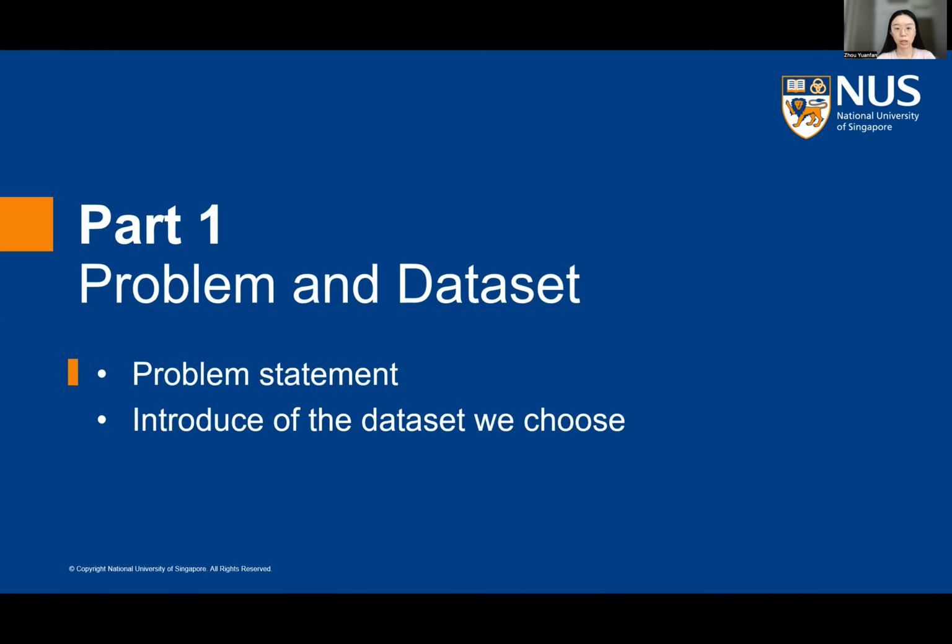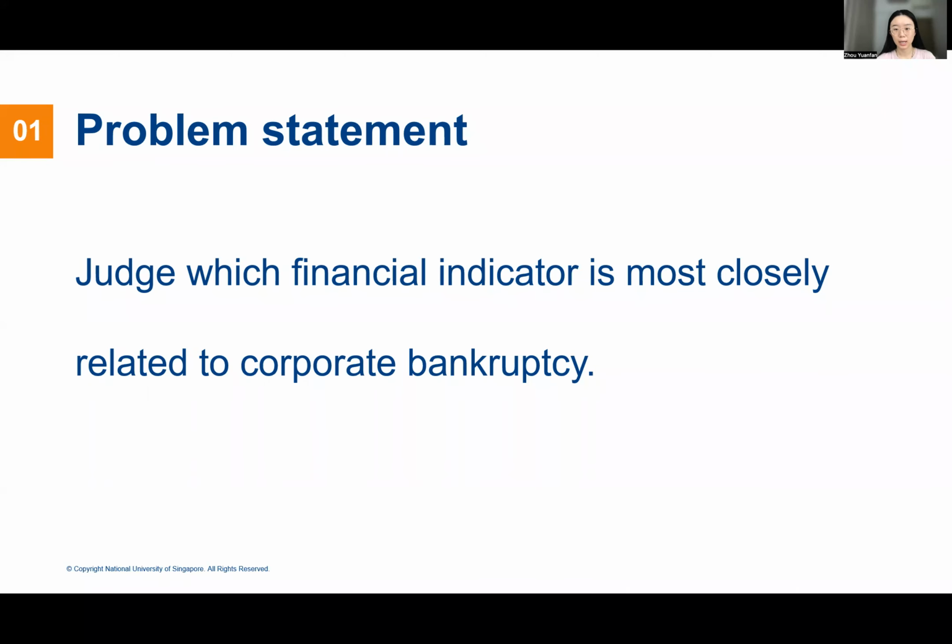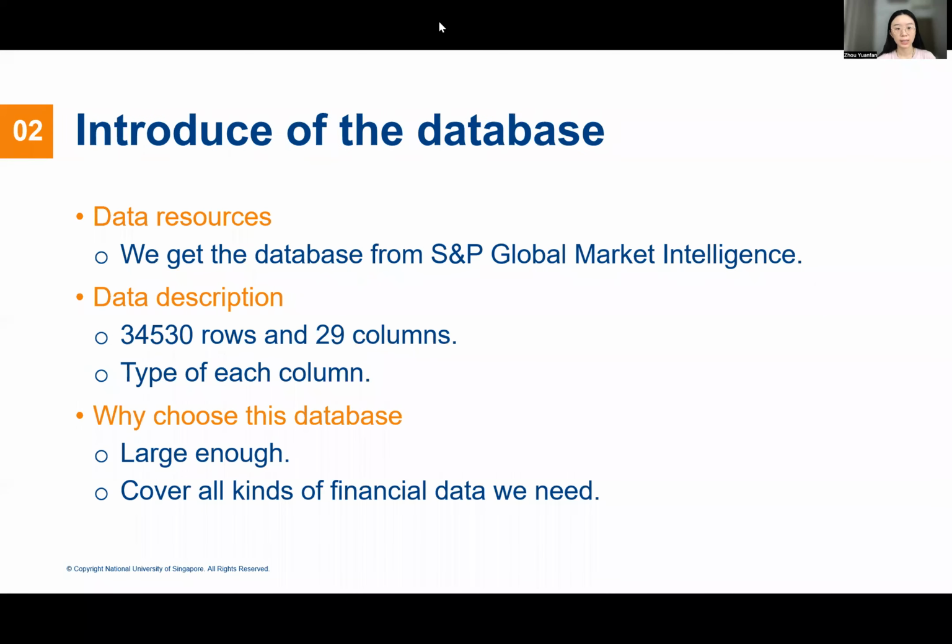Today we want to talk about which financial indicator is most closely related to corporate bankruptcy. To answer this question, we need to find a dataset. We find our dataset from S&P Global Market Intelligence. That's one software that provides financial information and analysis.